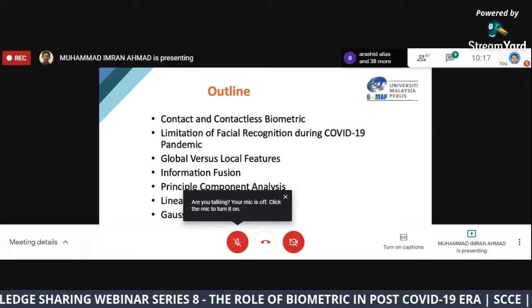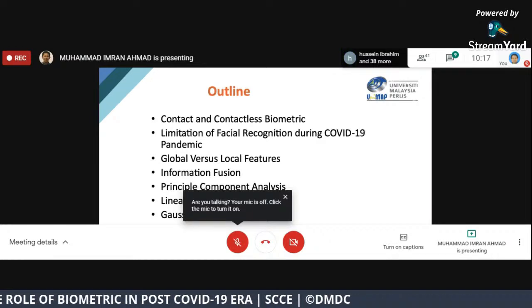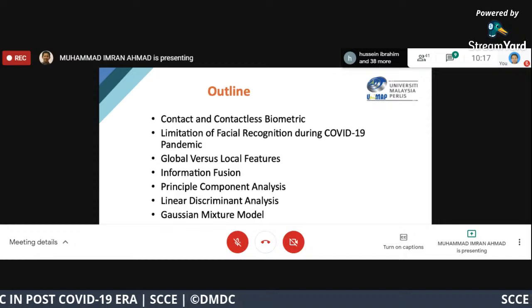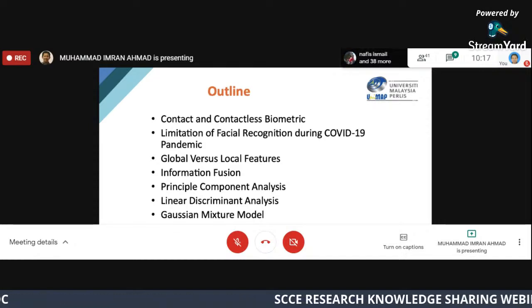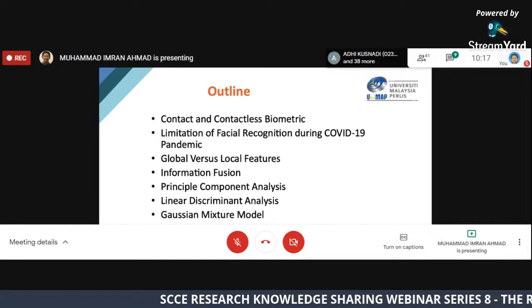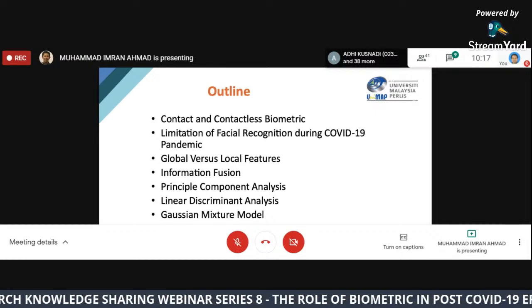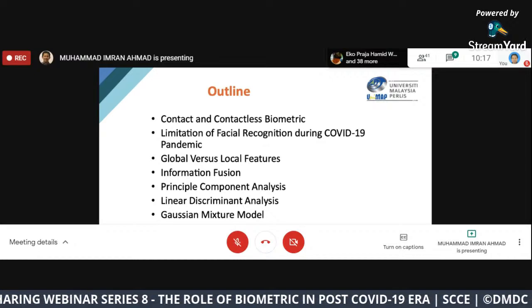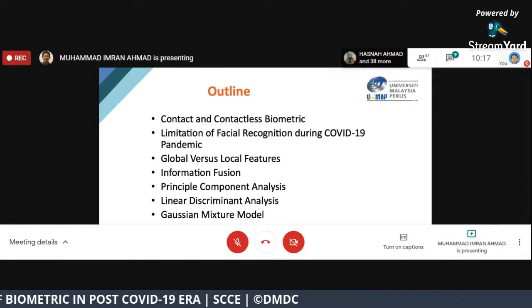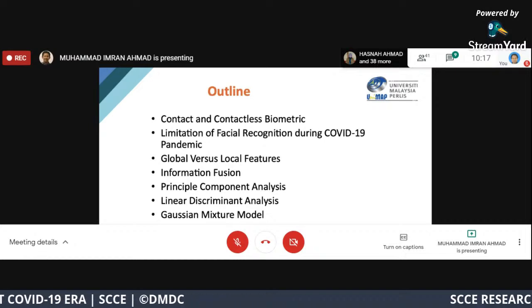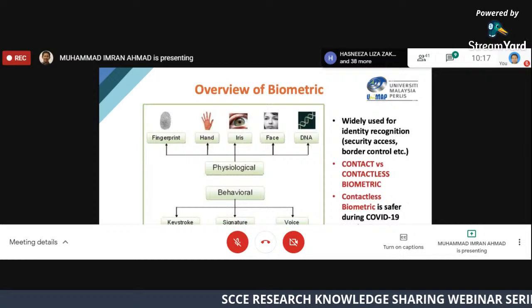Okay, we want to see what is meant by contact and contactless biometrics, and then we want to see the limitation of facial recognition during the COVID-19 pandemic. One of the popular biometrics is facial recognition, so our case study for today's discussion is facial recognition. Then we want to see global versus local features and information fusion, PCA, LDA, Gaussian model, and the last one is experimental analysis.